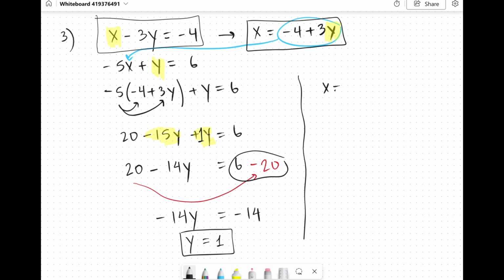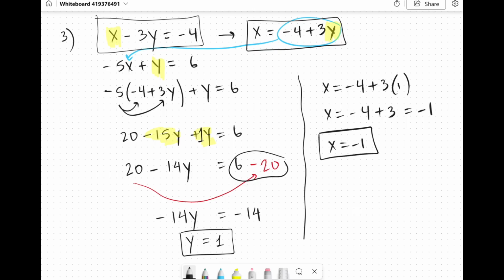X equals negative 4 plus 3 times 1, which is negative 4 plus 3, which is negative 1. So x is negative 1. Again, if you were ever asked to write it as a point, you would say negative 1, comma, positive 1. Do not forget to check, but I'm moving on to my fourth and final example.